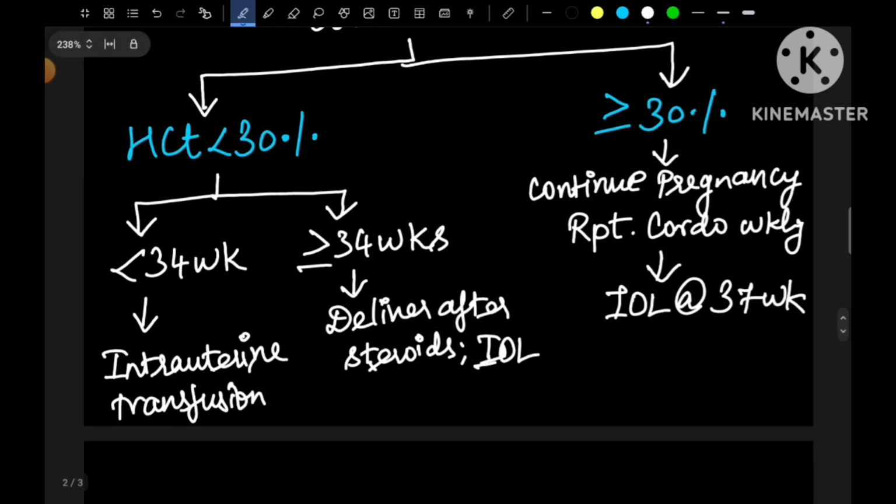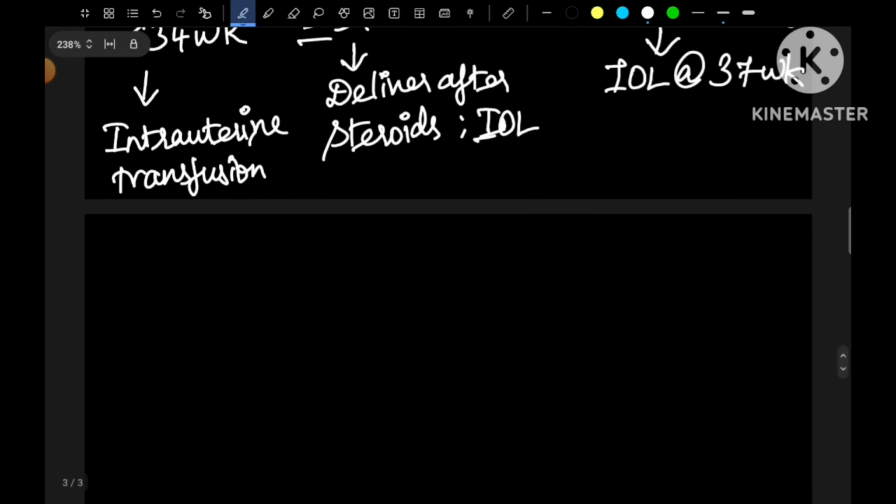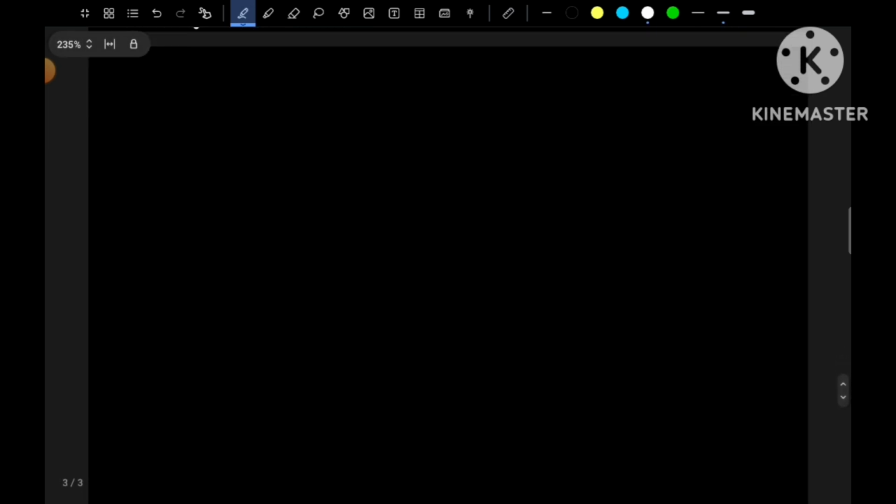Before that, why we give steroids, guys? Why we give steroids? Why? What for? Steroids? Yes, it is for fetal lung maturity. Right? Yes, I think I said deliver after steroids, that is induction of labor. Actually, deliver after steroids, then you have to do induction of labor. Right? Okay.